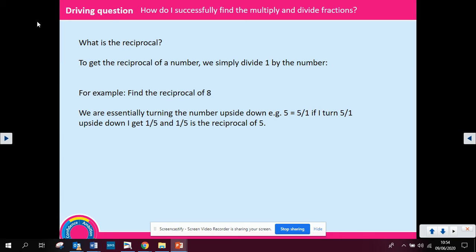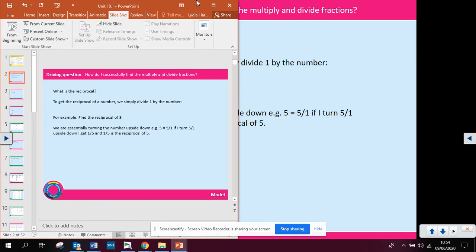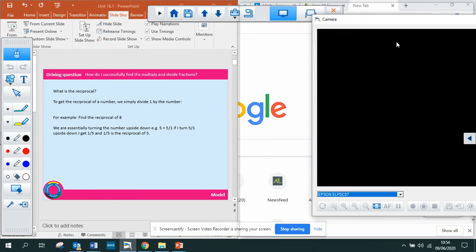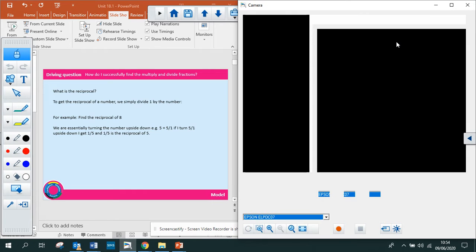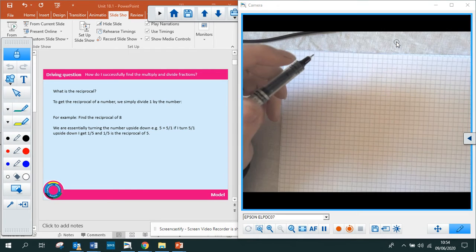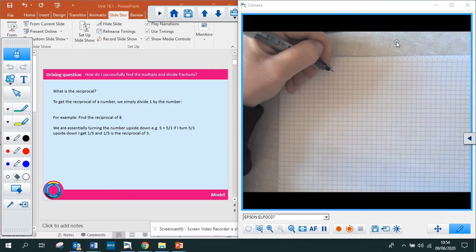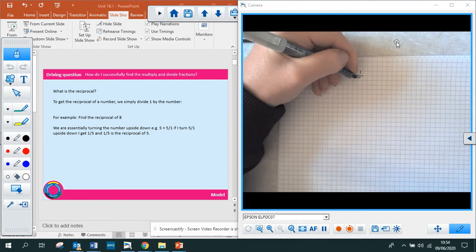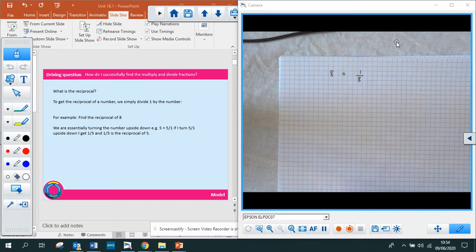So for example, if I wanted to find the reciprocal of 8, that's what it wants me to do. To get the reciprocal, we simply divide 1 by that number. So 1, and you divide it by the number, that's 8. The reciprocal of 8 is 1/8.